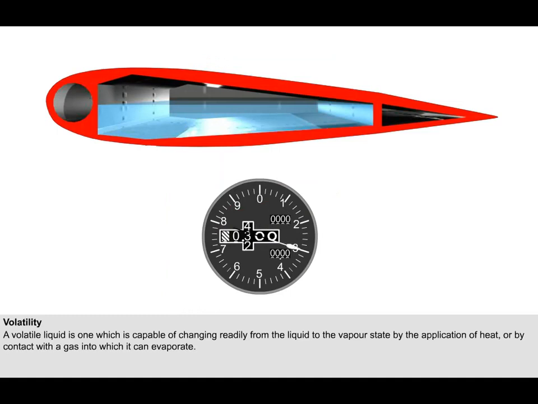A liquid boils when its vapour pressure is greater than the atmospheric pressure acting on the surface of the liquid. This means that as the atmospheric pressure reduces with increases of altitude as the aircraft climbs, the fuel vaporizes at a lower temperature. This is generally referred to as low-pressure boiling.